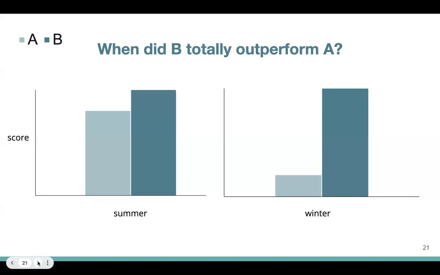Okay, now that you're back and you've had some time to think about this, if you're like most people and you're not thinking too hard about it, and you're assuming it's not a complete trick question, you might have intuitively said winter, right? Winter is where B totally outperformed A.